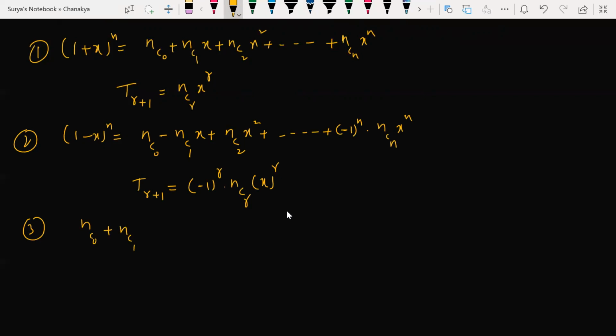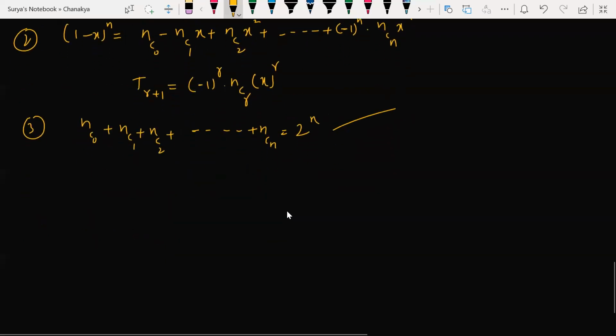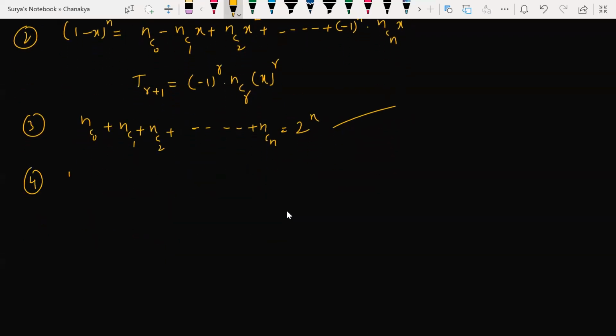Third one, nC0 + nC1 + nC2 + ... + nCn is equal to 2 to the power of n, which is very important. Okay. Now fourth one, nC0 - nC1 + nC2 - ... + (-1)^n nCn is equal to 0.